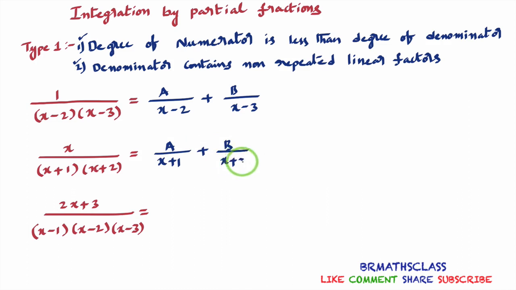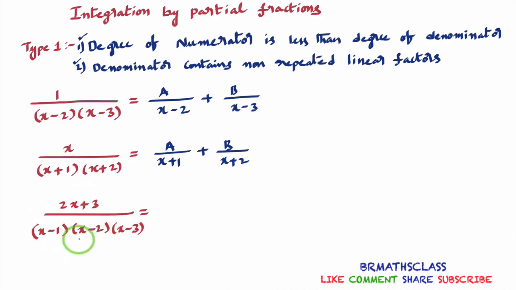There is no compulsion that it must be a divided by x plus 1 only. You can write like this also: a divided by x plus 2 plus b divided by x plus 1, you can write. But generally we will follow this procedure, a divided by x plus 1 plus b divided by x plus 2, to avoid confusion. You see this third one.